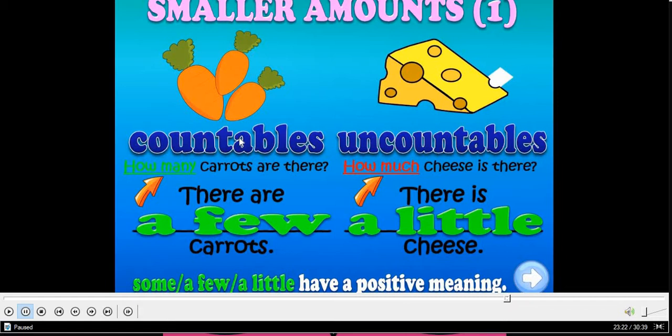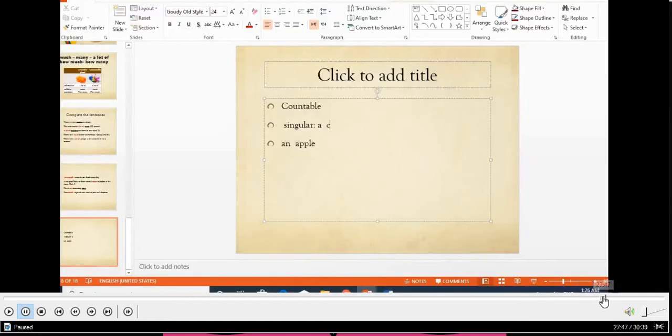So, what are the quantifiers that we use with the countable nouns? We use many, we use a lot of, we use a few. With the uncountable, we use much, we use a lot of, we use a little. Okay?